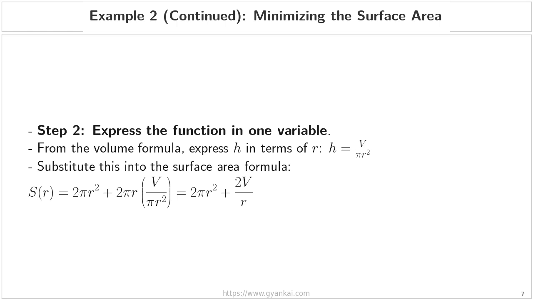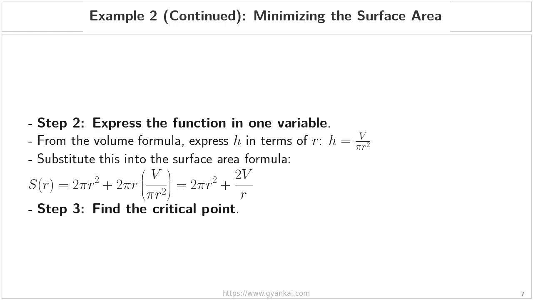The equation becomes S of r equals 2 pi r squared plus 2 pi r times the quantity V over pi r squared. When we simplify this by canceling out the pi and one of the r terms, we arrive at the simplified objective function. S equals 2 pi r squared plus 2V over r.